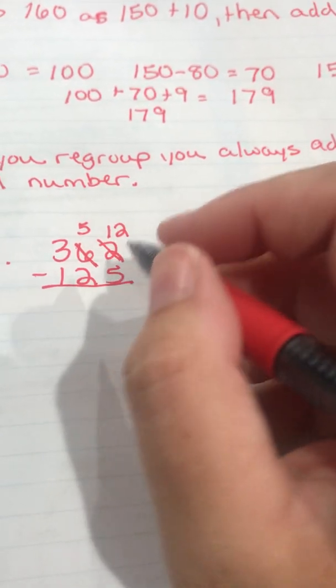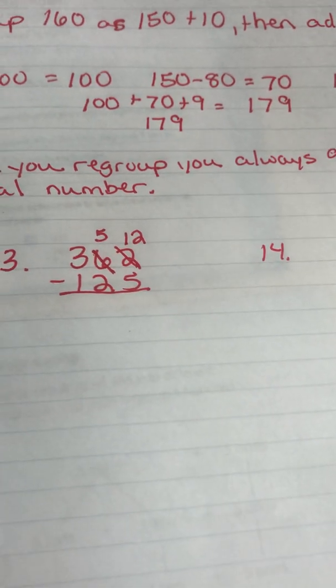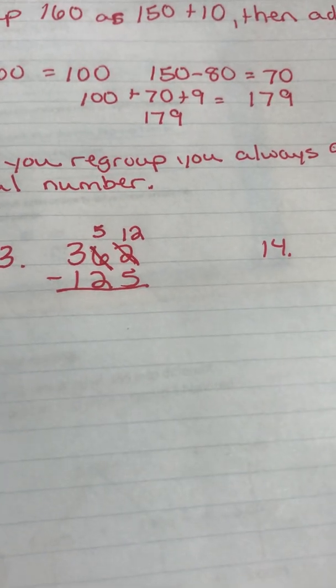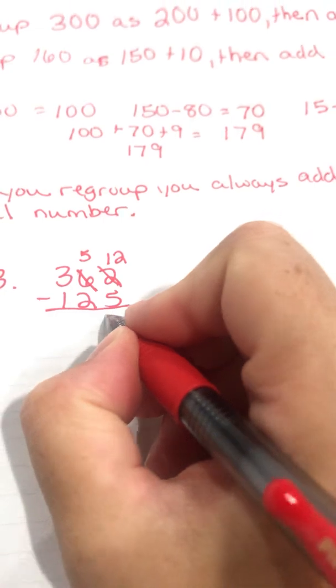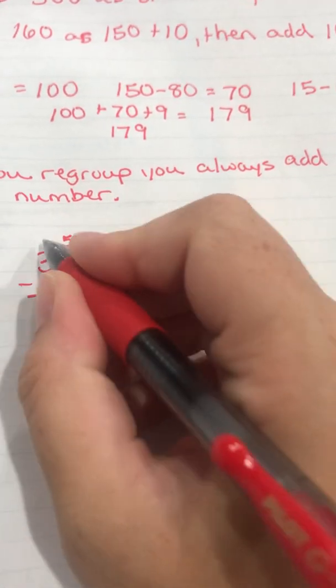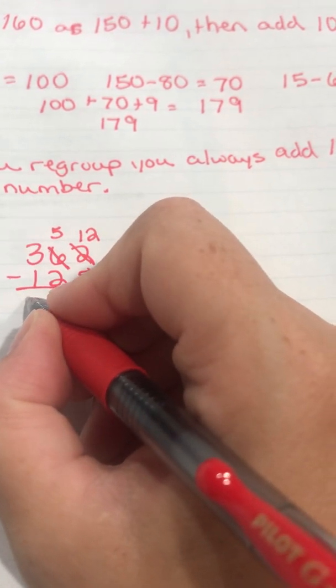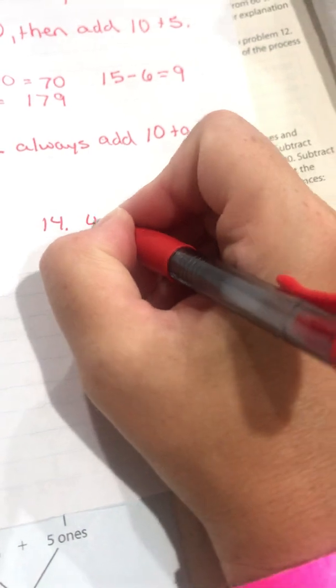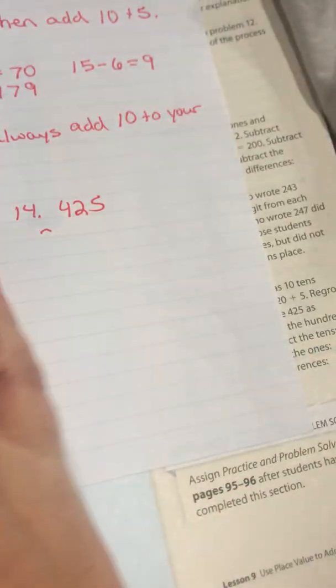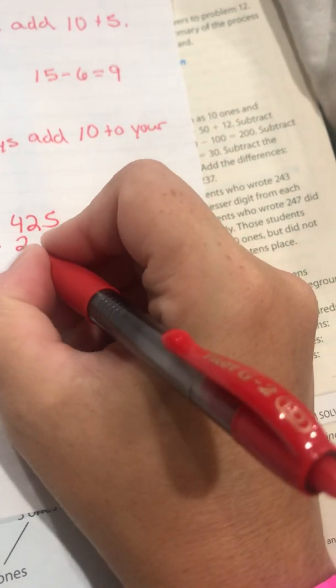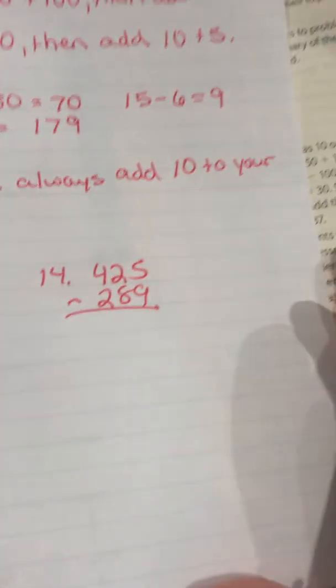12 minus 5, 7. 5 minus 2 is 3, and 3 minus 1 is 2. 237. The second problem was 425. 425. Take away 289. Okay, so let's subtract here.